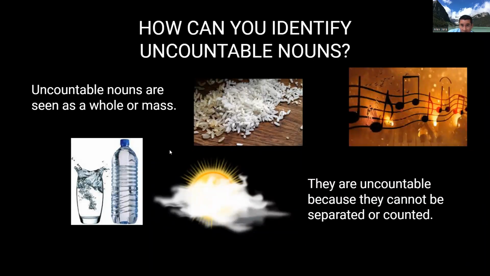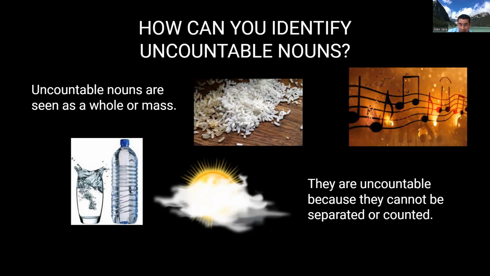Very easy. Uncountable nouns are seen as a whole or mass. They are uncountable because they cannot be separated or counted. See, while you can have a lot of water or just a little water, in reality, you cannot separate it into pieces. The same thing as rice. Nobody says, give me one rice, right? Like, you want one of those pieces, one grain only. As you see, I'm referring to it as grains, not as rice, one grain of rice.